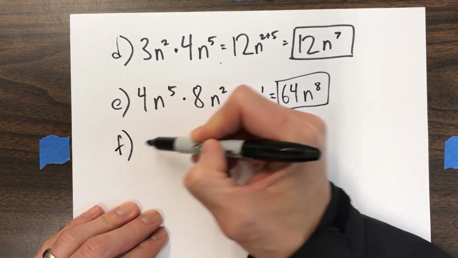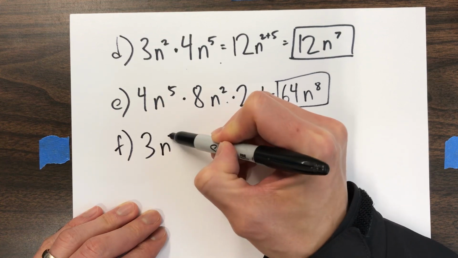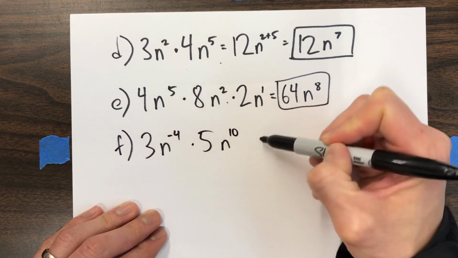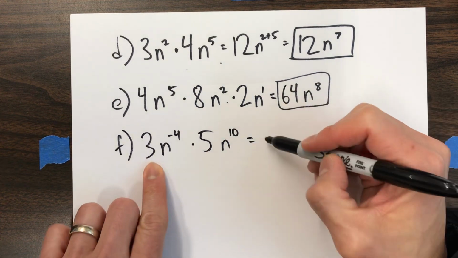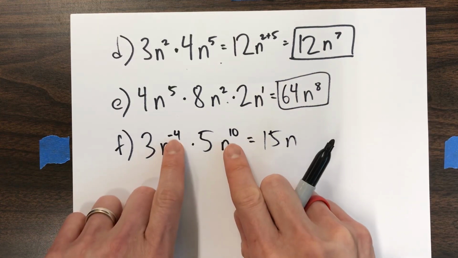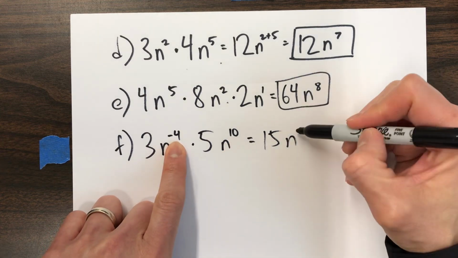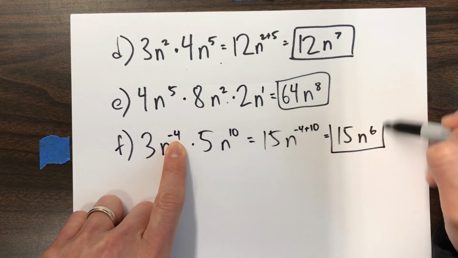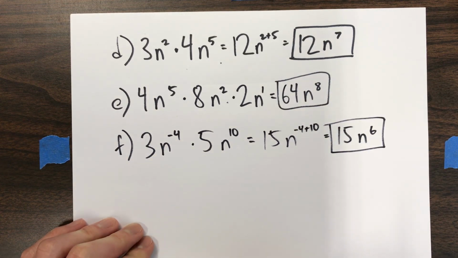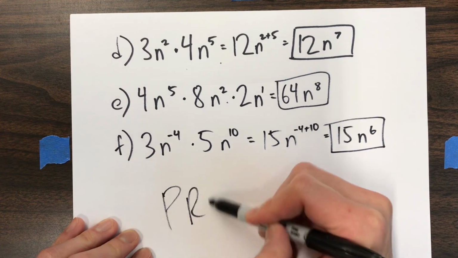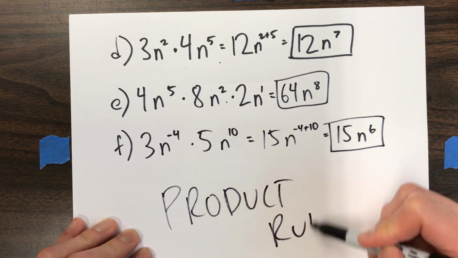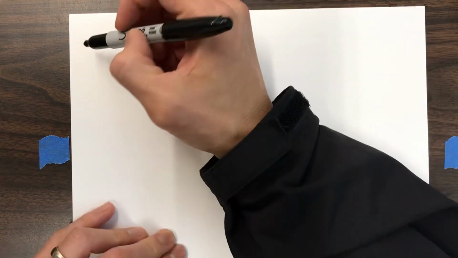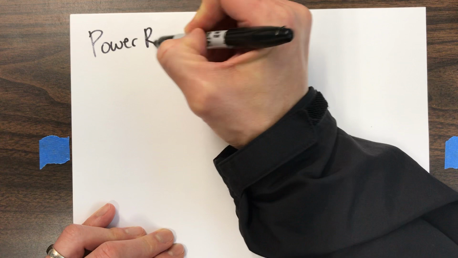And this also works with negative exponents. If you had 3n to the negative 4 times 5n to the 10, you're going to multiply the 3 times 5, which is 15. And now the n, you're going to add these. Negative 4 plus 10, which is 6, just like that. Okay, can you guys handle that? So that's what we call the product rule. Good job, guys.